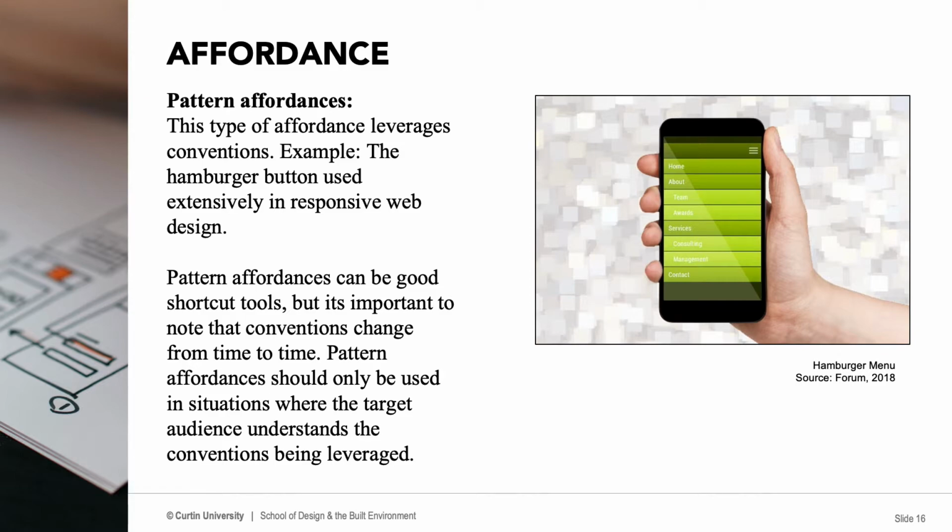We look at it, we go, oh yeah. I look at a cog and I go, that's like a gear thing and somehow it makes something turn. But we now understand that's the way you change your settings on almost any device. Okay, so just keep in mind that pattern affordances can be good shortcut tools, but people need to know about it, right? So be conscious about the choices that you make in terms of your buttons and your interface elements.